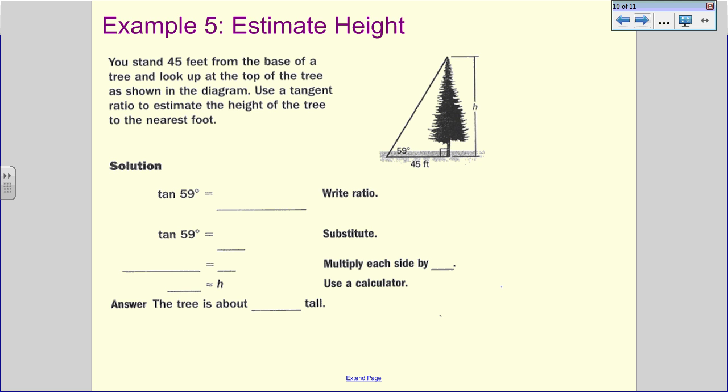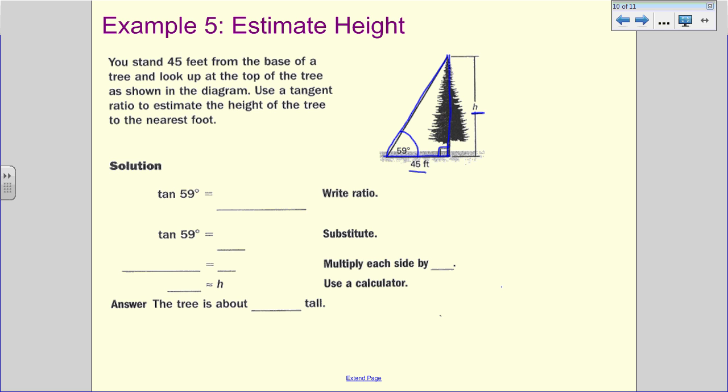But I stand 45 feet from the base of a tree, and we're assuming that this is a strong tree, so it stands straight, perpendicular to the ground, so it makes a 90-degree angle. And I look up to the tip top of that tree at a 59-degree angle. I'm going to determine how tall is that tree. What is this leg here? I have the leg of 45 feet. I'm trying to find the leg that's the height.